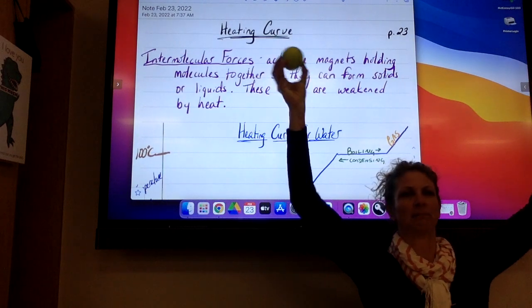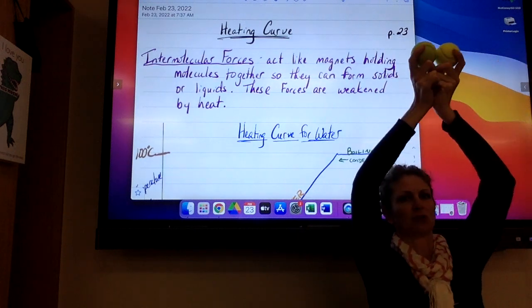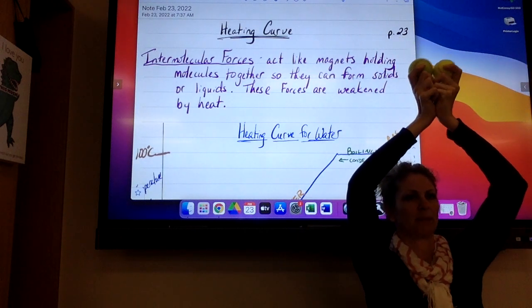Intermolecular forces act like magnets holding molecules together. So if you think of these as the molecules, and solids look like this, right? Where they're stuck together and they just kind of vibrate in place.